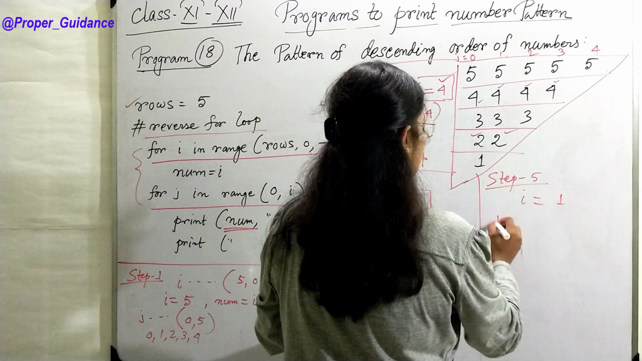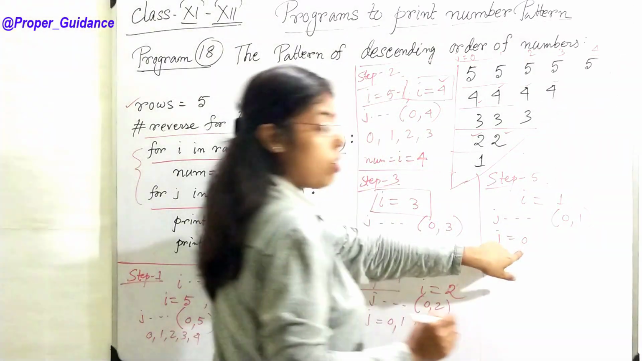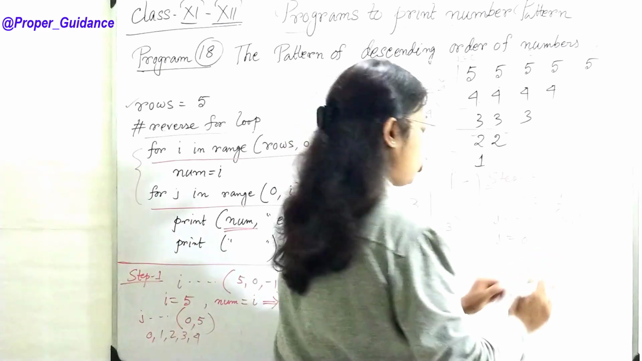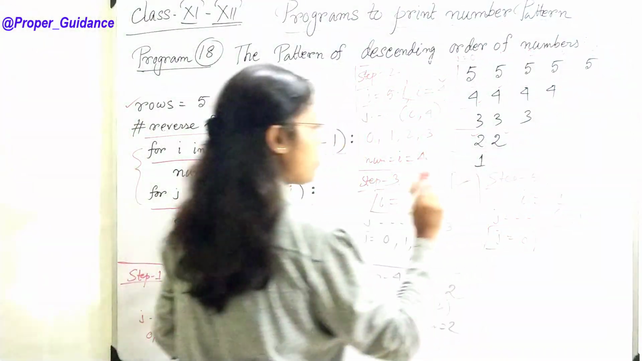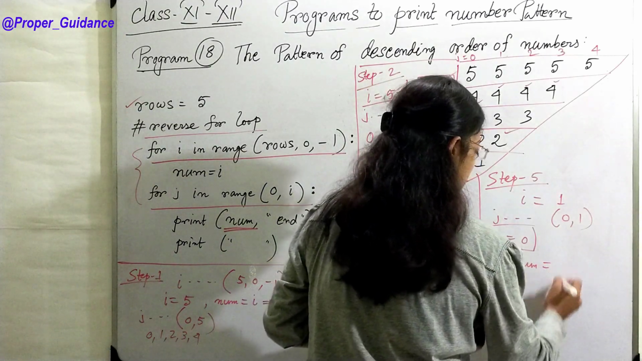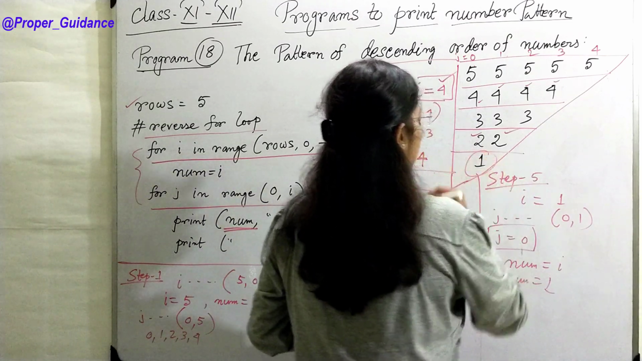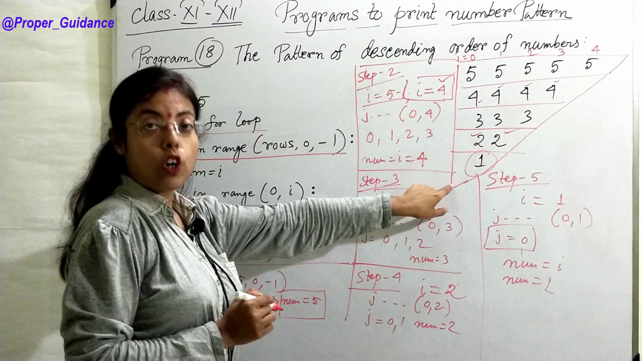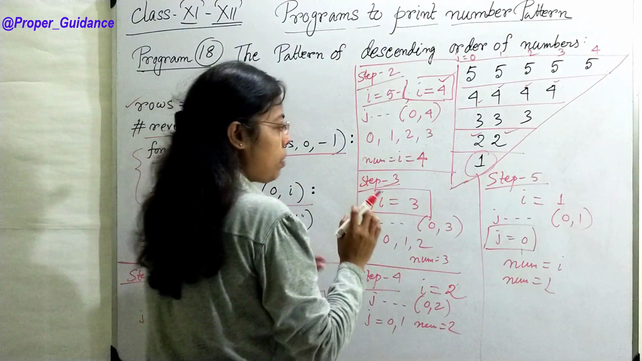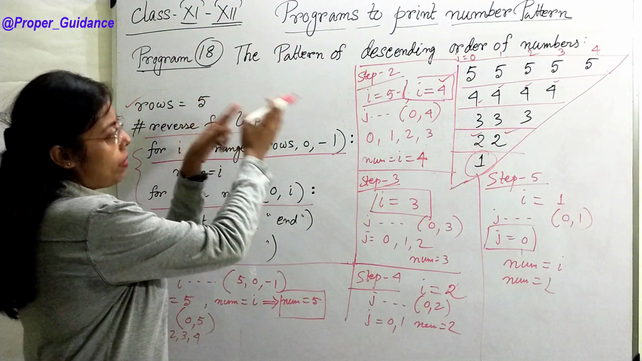After that, the ultimate step number 5, that is i equals 1, and j is ranging from 0 to 1, so j takes the value 0 only, because we know the last term is excluded in the range. So j takes only one value, and it will print num, and num equals i, here num equals 1. That's why in the 5th row and in the 1st column, it will print 1. This is the ultimate process to execute this particular pattern, the pattern of descending order of numbers.